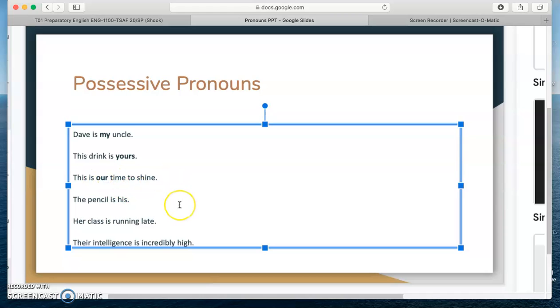An our can also end in S as well. The classroom is ours, right? Same thing. Similarly, yours could be changed to just your. Your pencil has fallen on the floor. There are many different possessive pronouns.